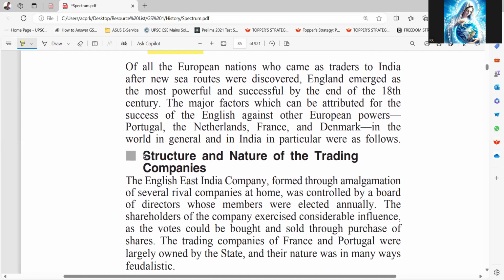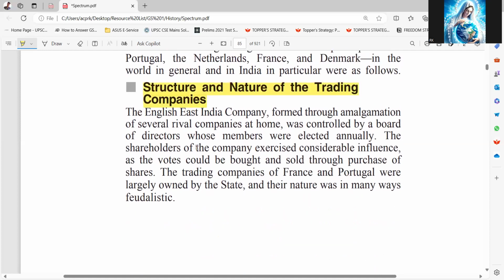First reason is the structure and nature of the trading companies. The East India Company, formed through amalgamation of several rival companies at home, was controlled by a board of directors whose members were elected annually. The shareholders of the company exercised considerable influence, as the votes could be bought and sold through purchase of shares.